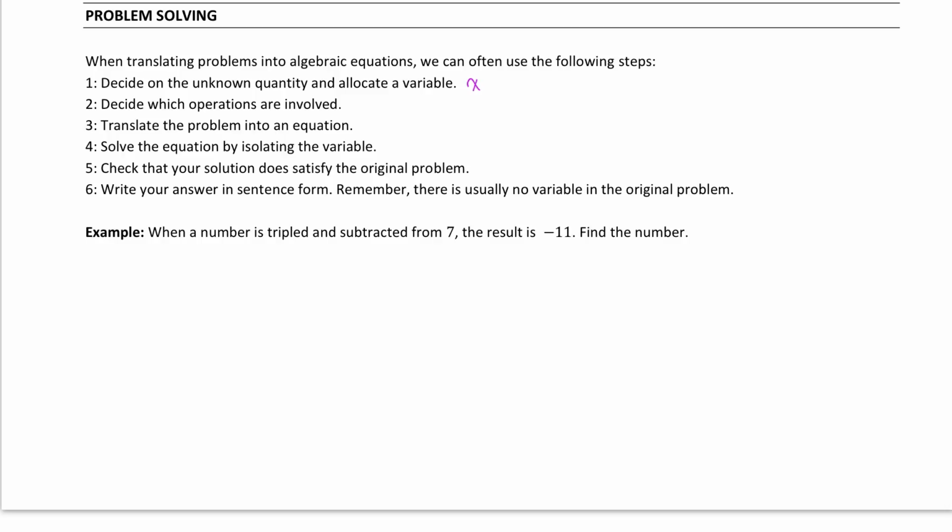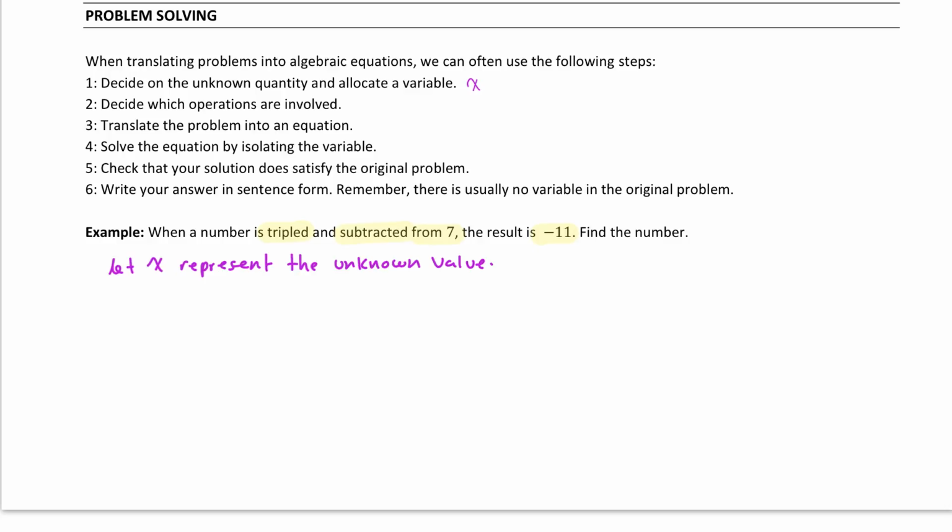Okay, so let's read the question first. It says, when a number is tripled and subtracted from 7, the result is negative 11, and we're trying to find the number. So some of the keywords here are: when a number is tripled and subtracted from 7, the result is negative 11. So first of all, our unknown value is a number that we're looking for. So we will write that let x represent the unknown value.